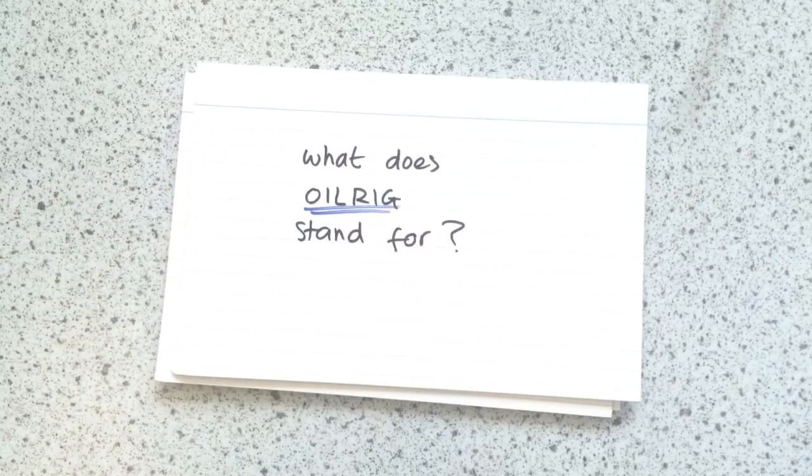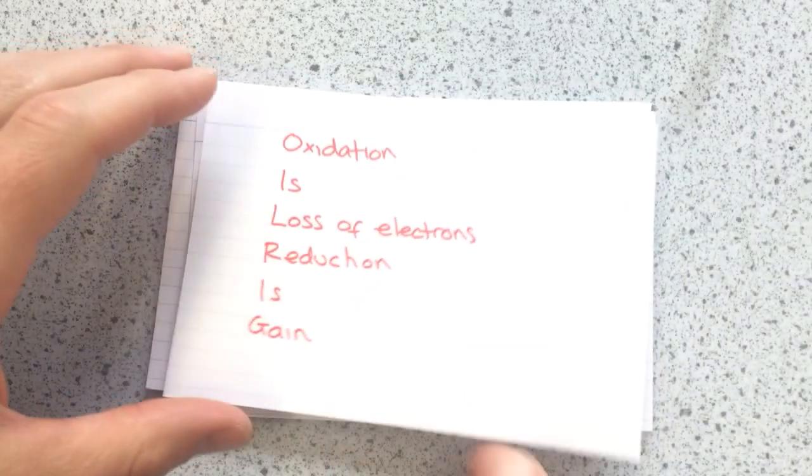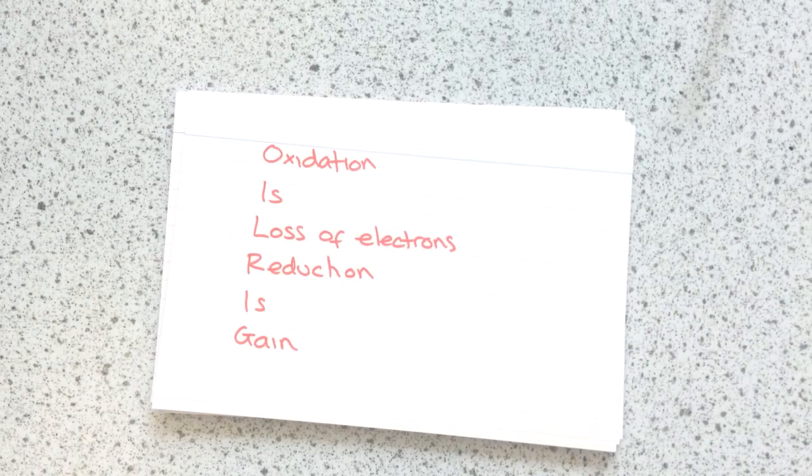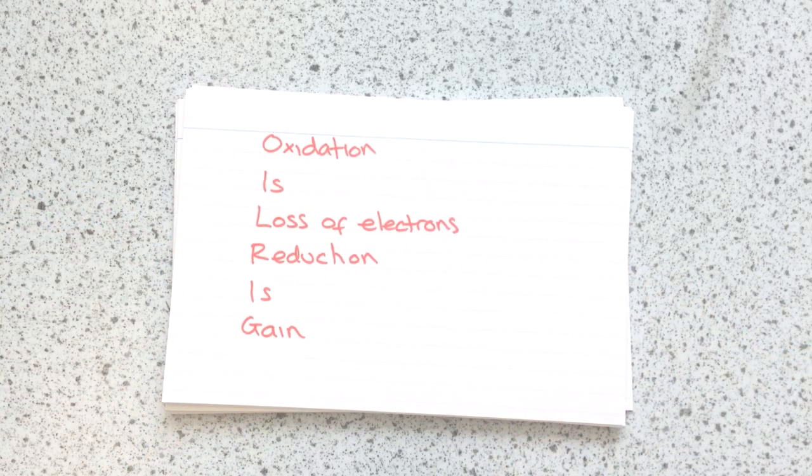To help you remember that, we have a mnemonic. So what does OIL RIG stand for? Oxidation is loss of electrons, and reduction is gain of electrons.